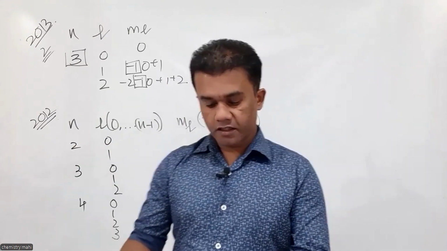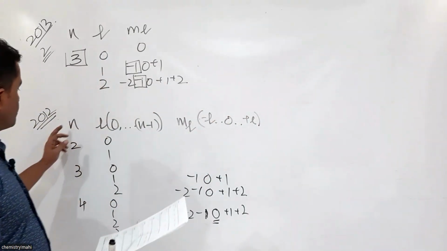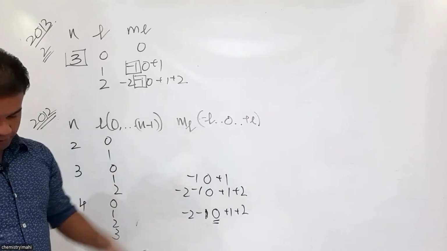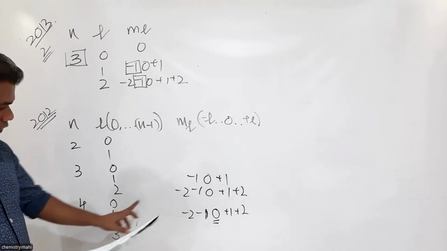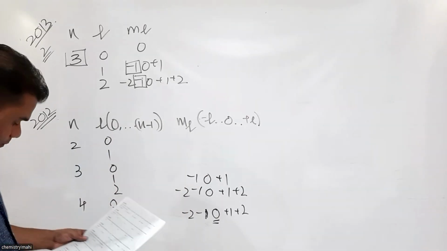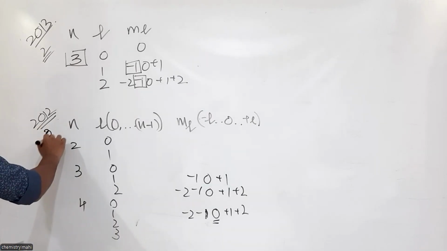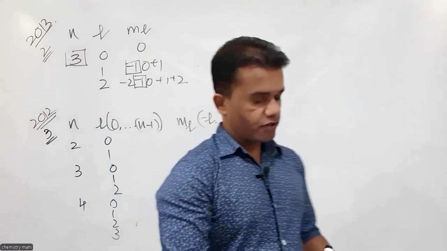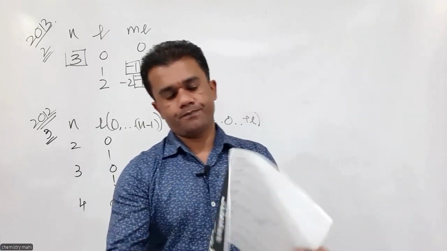You can check 4, 2, 1, 1 possible. N equals 2, l equals 1, and ml is minus 1, 0, plus 1, possible. 4, 0, 0, definitely possible. For A-level 2012, the answer should be the third one. That combination is not possible.